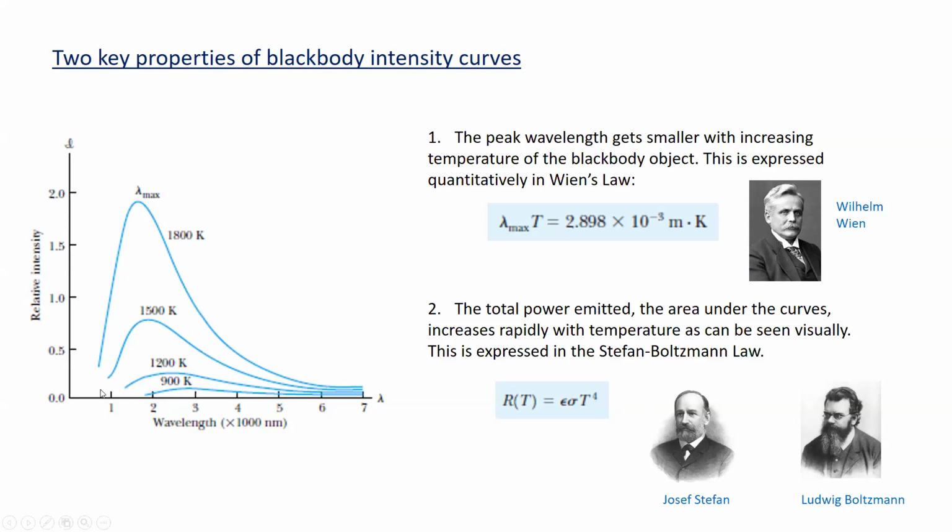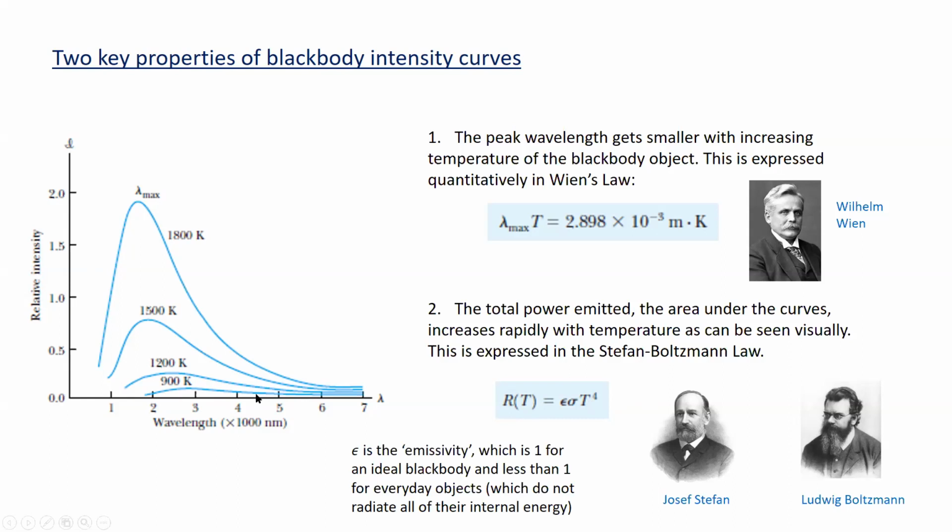So if we double from 900 to 1800, we double the temperature, then the temperature goes up by a factor of 2. The total power would go up by a factor of 2 to the fourth, or 16. So there's 16 times as much area under this curve as there is under this curve. And what about this epsilon? This is called the emissivity, which is 1 for an ideal blackbody, because the blackbody is an ideal absorber and emitter, and less than 1 for everyday objects, because everyday objects don't radiate from all of their internal energy. Like your body holds some of the energy inside, as chemical energy and vibration and heat energy, and it's only the vibrations of the atoms at the surface that contribute. So the emissivity is 1 for a black body and less than 1 for other objects.